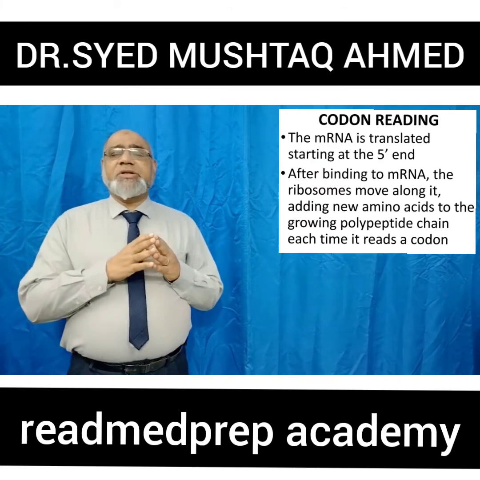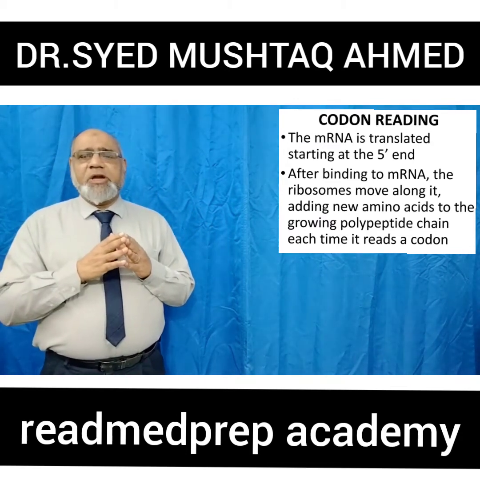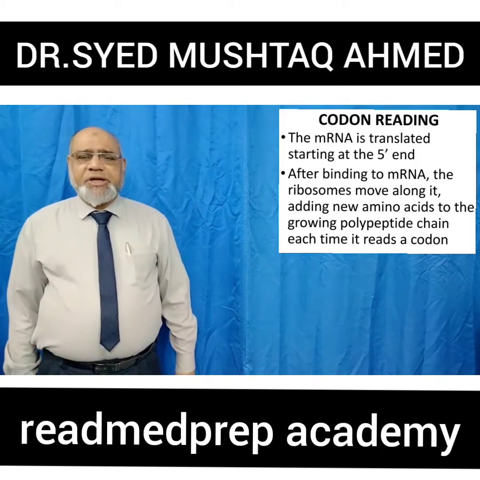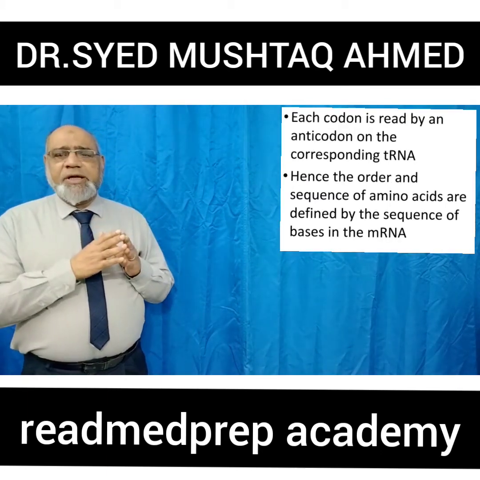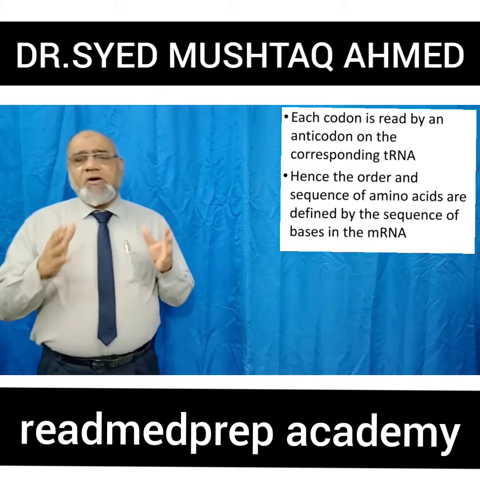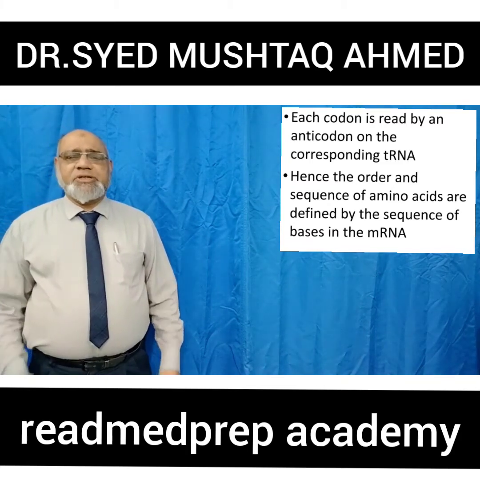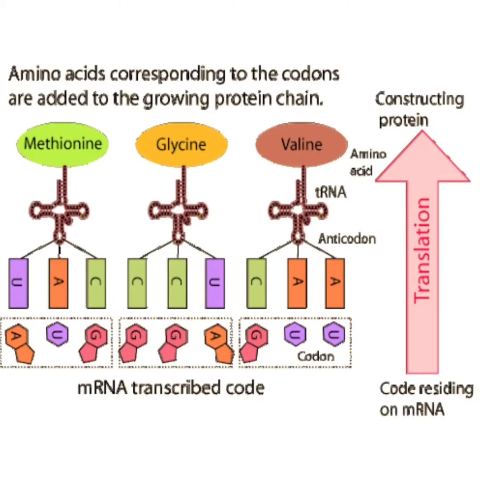After binding to the messenger RNA, the ribosomes move along it, adding new amino acids to the growing polypeptide chain each time it reaches a codon. Each codon is read by an anticodon on the corresponding transfer RNA. Hence, the order and sequence of amino acids are defined by the sequence of the bases in the messenger RNA. Amino acids corresponding to the codons are added to the growing polypeptide chain to form a protein. The code residing on the messenger RNA helps in the translation and construction of the proteins.